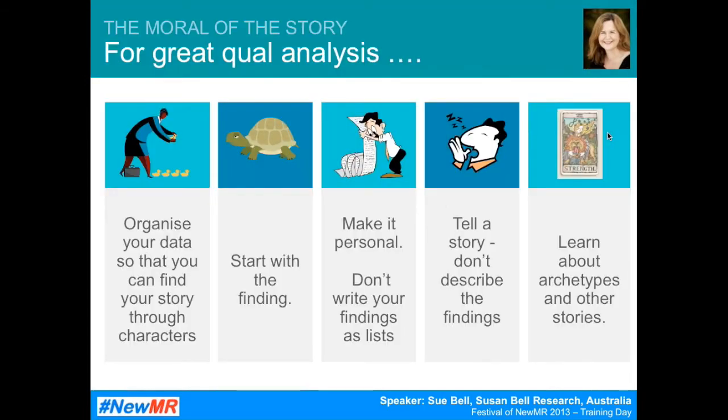So to bring all this to a close, the moral of my story is that for great qual analysis, first of all, you need to organize your data so that you can find your story through characters. Not themes, not bullet points, characters. You start with the finding, but don't stop there. You keep doing the macro-micro thing that I talked about. You make it personal, because lists aren't personal, lists aren't memorable. You tell the story, don't just describe, because you want it to be memorable and actionable.